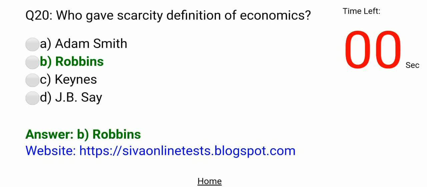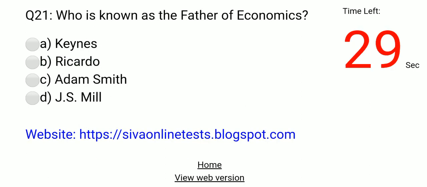Answer. B. Robbins. Question 21. Who is known as the father of economics? Options. A. Keynes. B. Ricardo. C. Adam Smith. D. J.S. Mill.